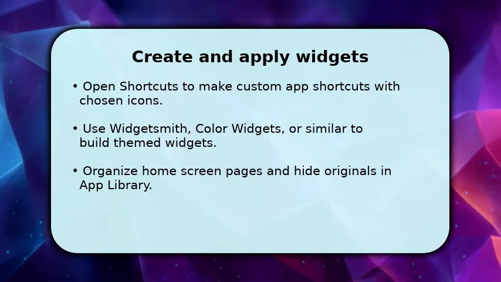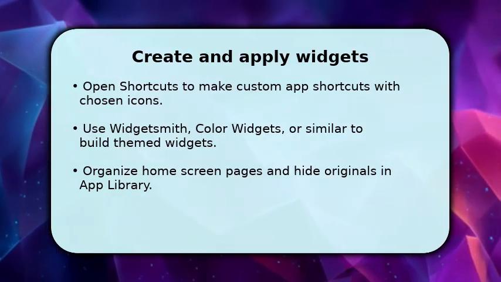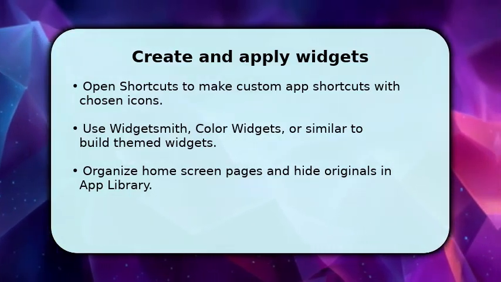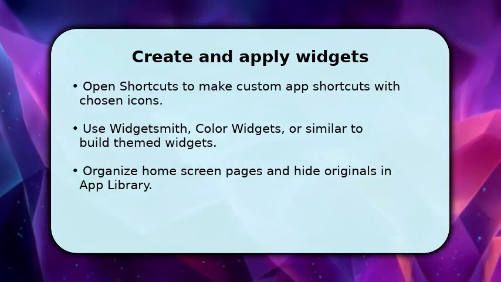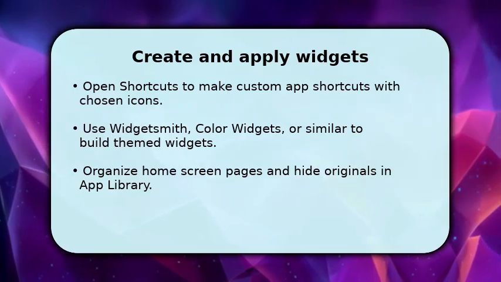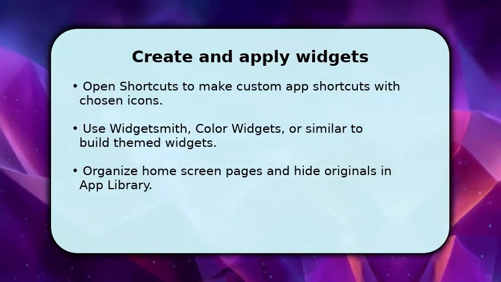Now you create the visual pieces. In Shortcuts, make a new shortcut that opens an app and assign a custom image so the home screen shows your chosen icon. Then use Widgetsmith or Color Widgets to make matching widgets. Set sizes and fonts to keep a consistent look.